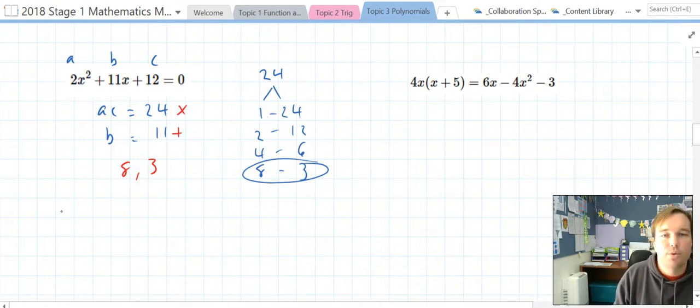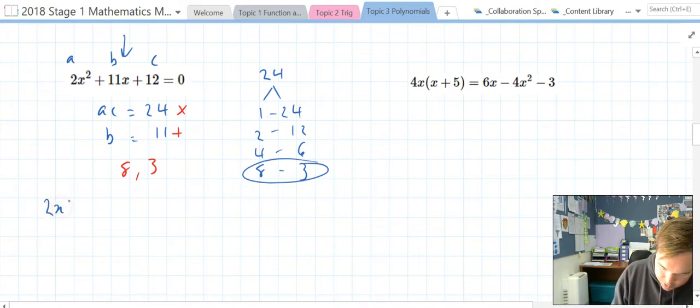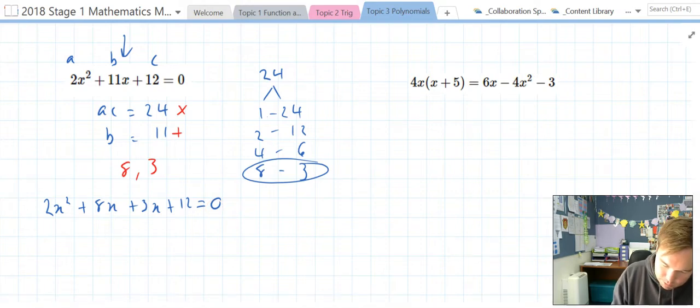Well, we what's called split the x term. This entire technique is called splitting the x. This here is the x term. We have x squared, x, and a constant. We're going to split that 11. And what we're going to do is to write this as 2x squared plus 8x plus 3x plus 12 equals 0.